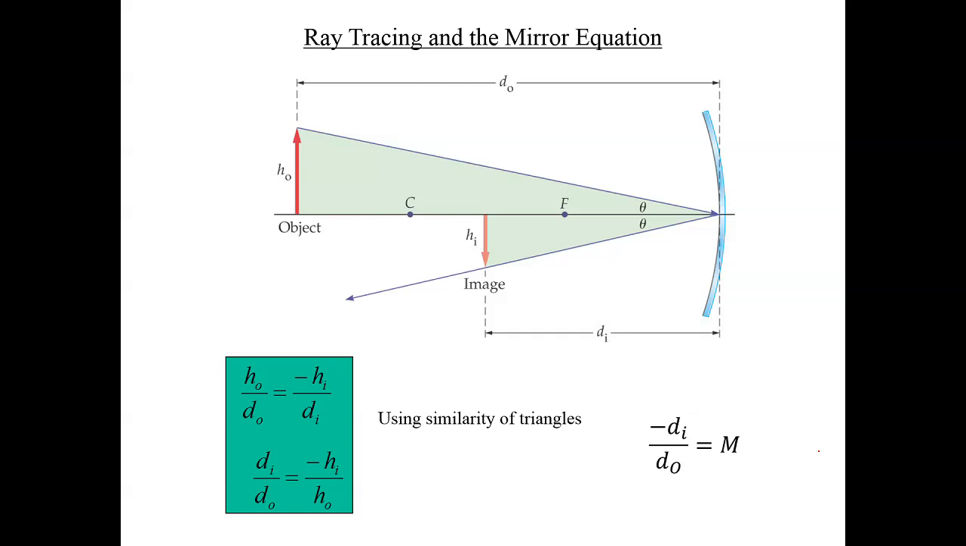The way we figured this out was by using ray tracing, and we drew a ray of light that traveled from the object, reflected off the center of the mirror, and then bounced through the image. So by drawing these two triangles, we could see that the two triangles were proportional to each other, so we could find their relationship.